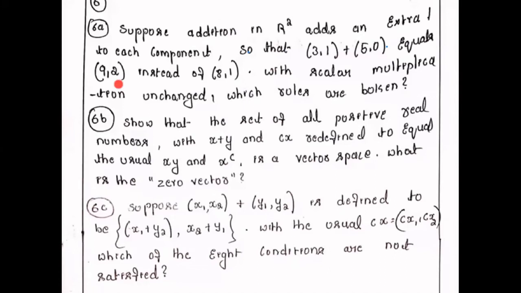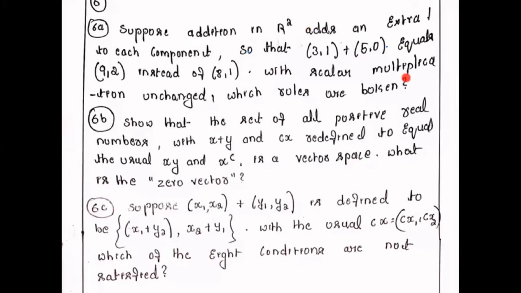Let's consider one more case, like 1 comma 1 and 2 comma 2. What is the answer? It is 4 comma 4. It's not 3 comma 3 according to this definition. With scalar multiplication unchanged, that means they have changed the addition, but scalar multiplication remains unchanged. That means if you multiply 2 to 3 comma 1, it will be 6 comma 2 only. That is what they mean.